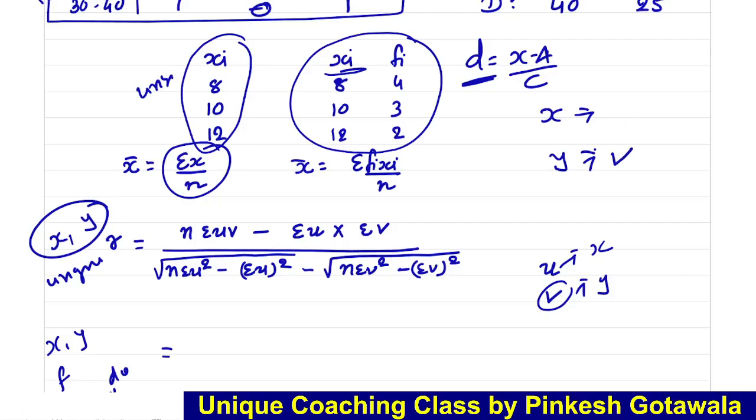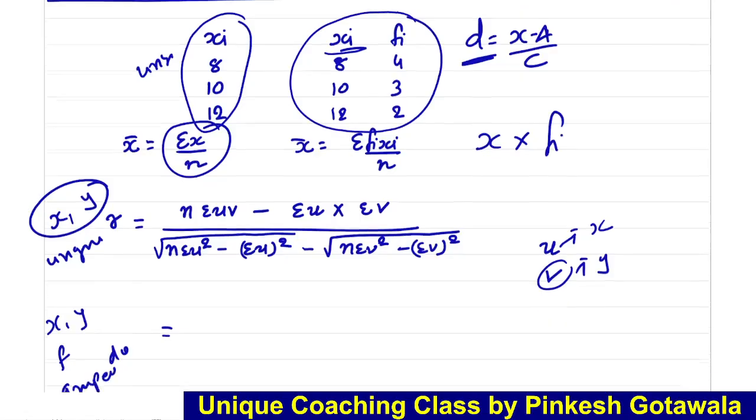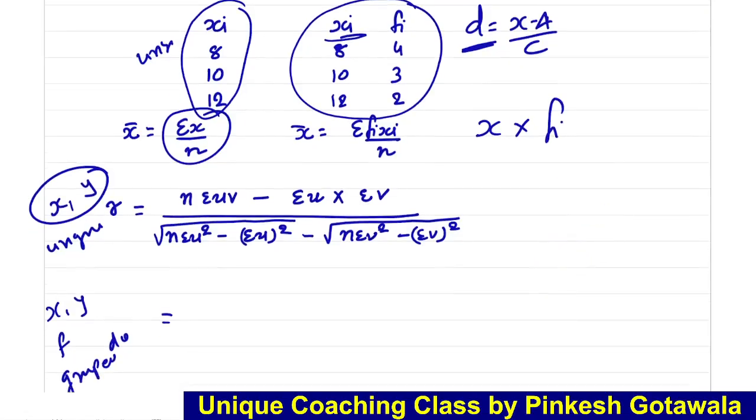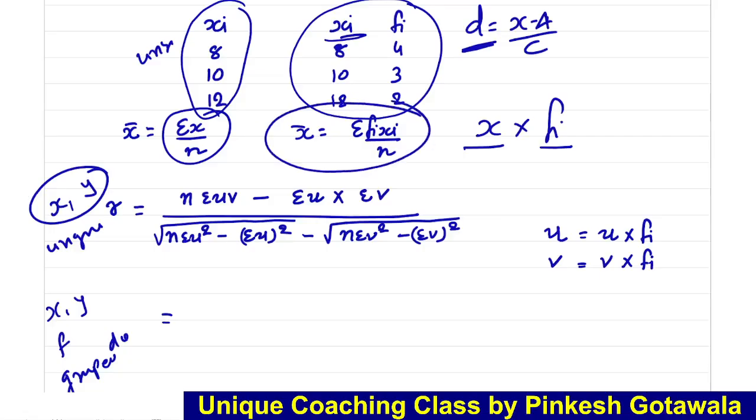So what changes occur here? X is multiplied with frequency. Same here, right now we don't have x and y, we have u and v which represent x and y. To represent x and y we prepare columns of u and v. So as x is multiplied with frequency, u would be multiplied with frequency and v would be multiplied with frequency.